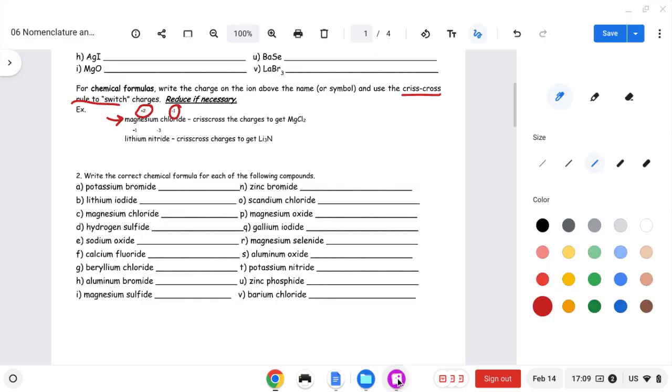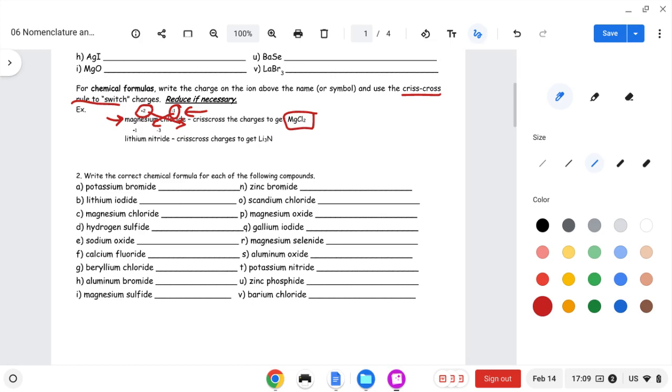So you come back to your name, and I always say it's a good idea to write those charges just above each of the names of our elements. And then we crisscross them. So we bring the 2 down after chlorine, and we would bring the 1 after magnesium. And this is how we get that formula. But notice that we don't write in the number 1. We tend to leave 1s out.